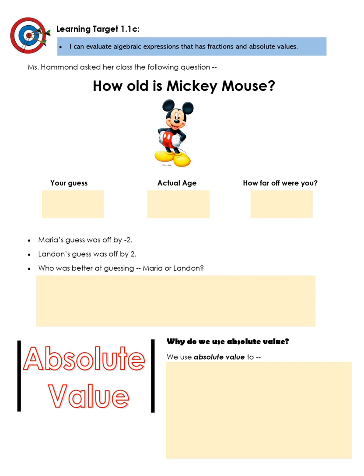So our learning target today is I can evaluate algebraic expressions that have fractions and absolute values. So I want you to consider, how old is Mickey Mouse? Take a guess, type it in the box. It says your guess. So for example, I'm going to guess that he is 73.